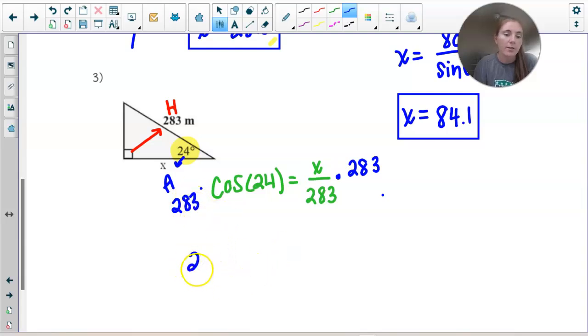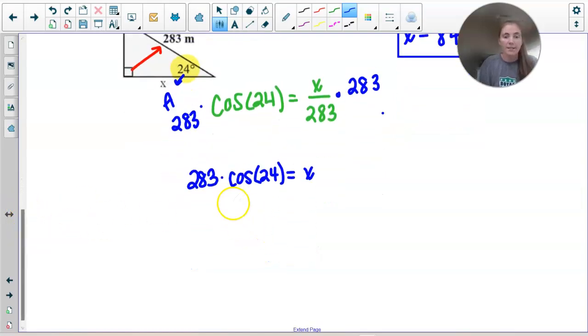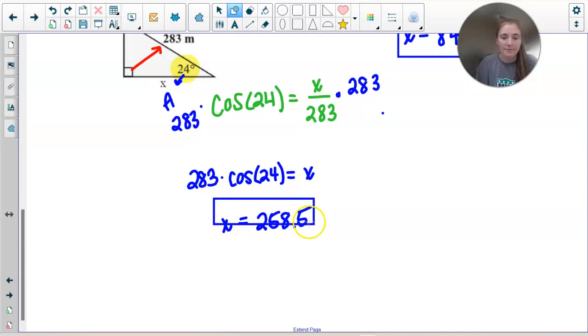Right? So 283 times the cosine of 24 is something you can type directly into your calculator and get an answer for. So 283 times the cosine of 24. Right, we've been rounding to the nearest 10. We will keep doing that. This tells us x is equal to 258.5. And that would be our final answer.